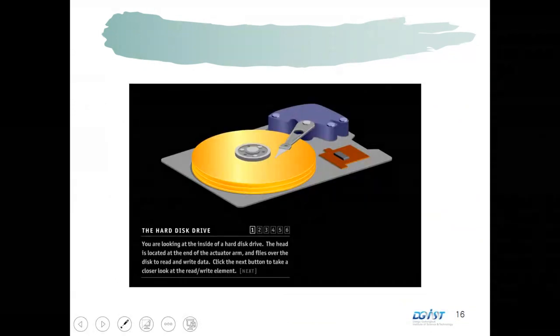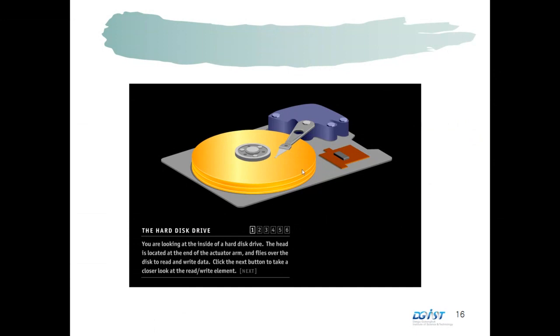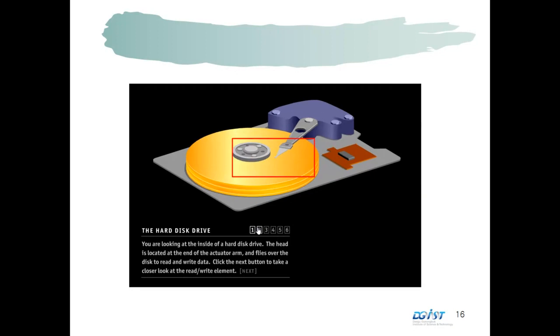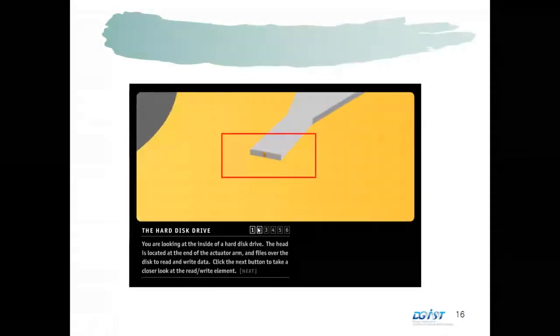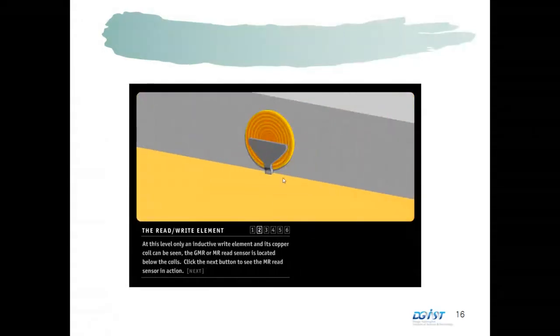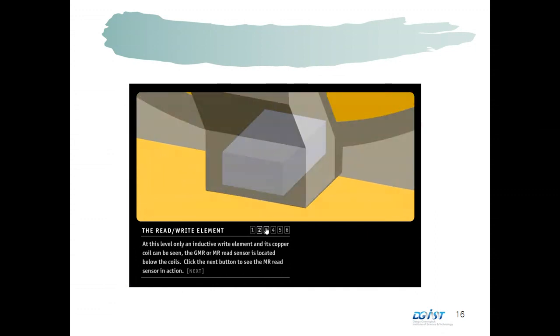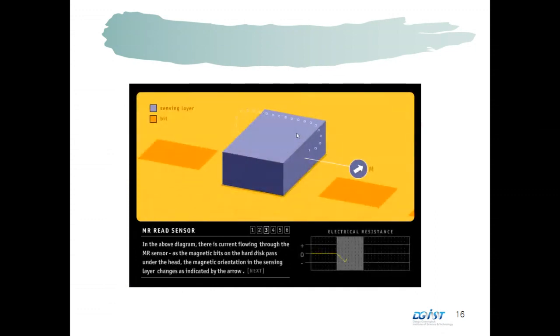Okay, so this is an animation I took from some company, and now you can understand the meaning of this yellow disc. This is what I call the platter, and there is some read head. And if you zoom in, there is some kind of coil, and this is the read head. And if you take a look more closely, we have a magnetic sensor.